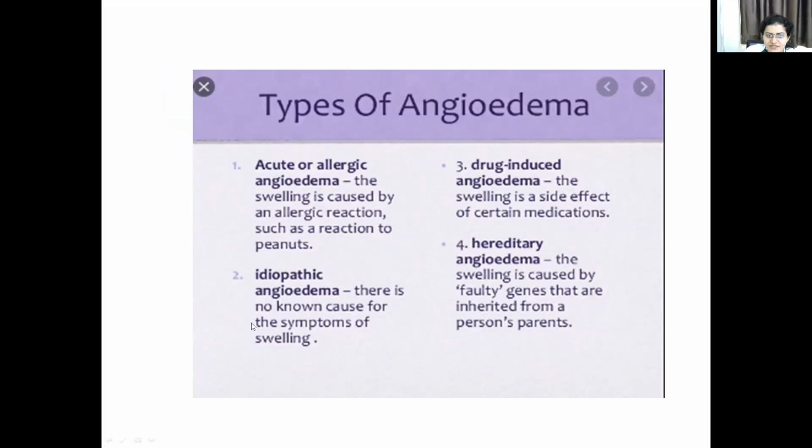Idiopathic means, as the name suggests, the cause is unknown. Drug induced is mostly because of certain medications, and hereditary is mainly because of some faulty genes that were inherited from the person's parents. Okay, genetic. So it can be acute or allergic, idiopathic, drug induced, and hereditary. The clinical chart here suggests the drug induced angioedema.